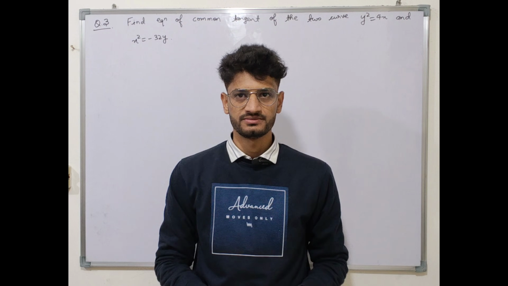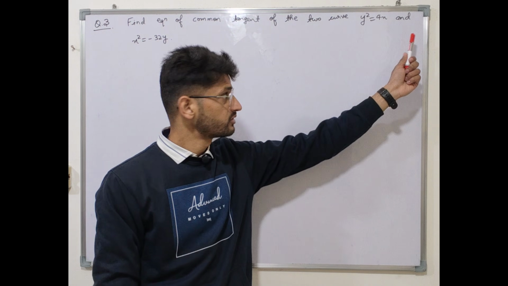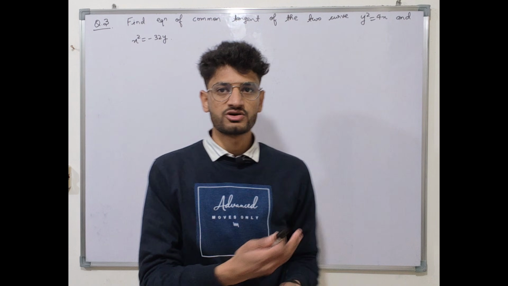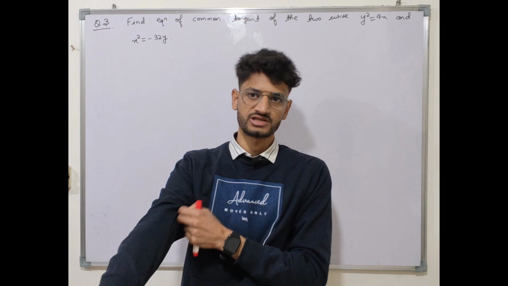So let's see our third question. Our question is, find the equation of common tangent of the two curves y square equals 4x and x square equals minus 32y. This type of question has already been asked so many times in JEE. These questions are very important. So let's see how to approach this type of question.